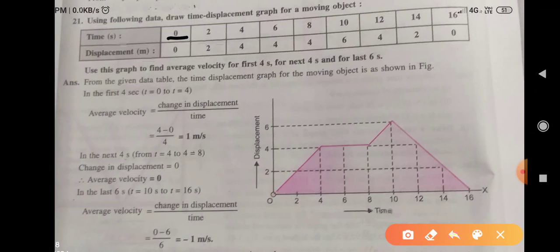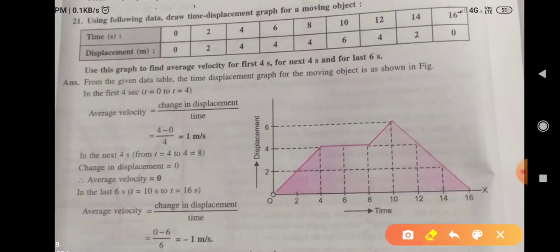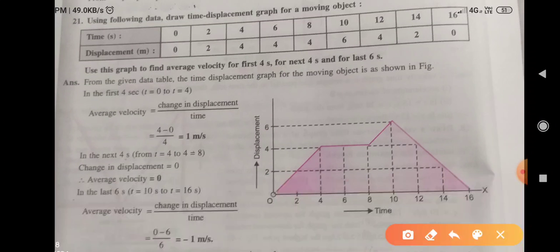So for this, firstly we start making the graph at 0 second. At 0 second the time was 0, and the displacement was also 0 at that time. Another case, second situation: at time 2 seconds the displacement covered by the body was 2 meters.